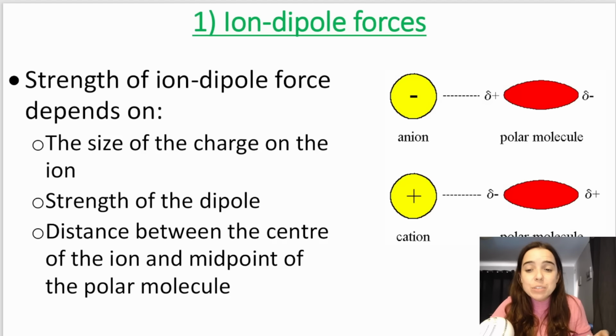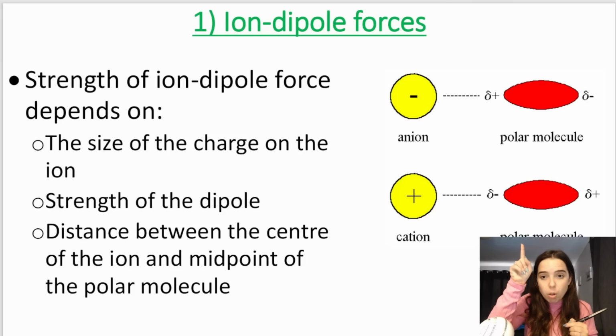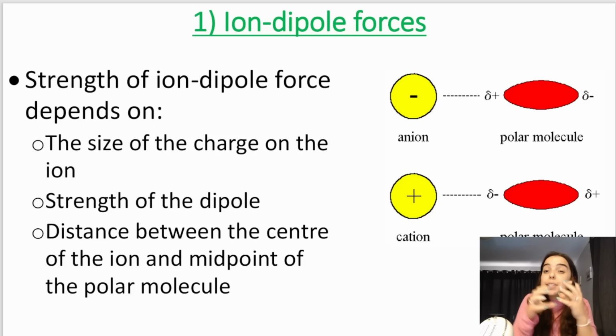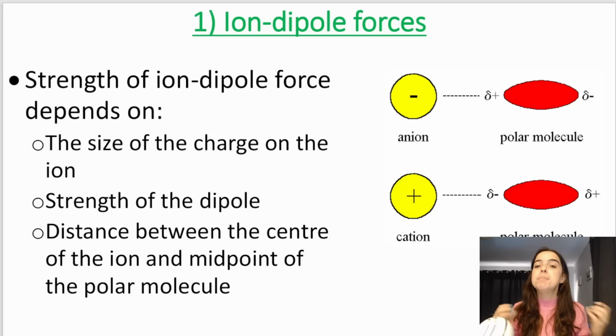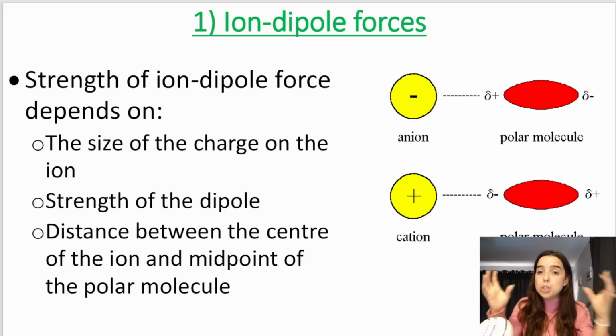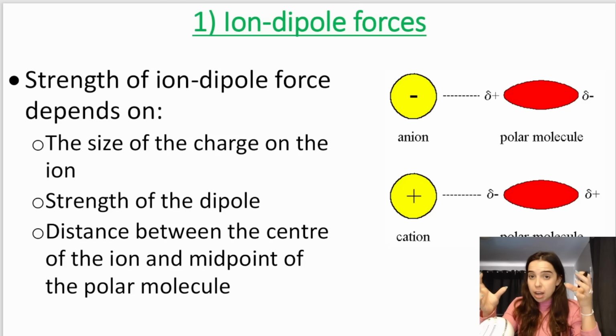And the strength of this force depends on a few things: the size of the charge, so you get bigger charges and smaller charges, how strong the dipole is, so how big the difference in electronegativity is. If it has a big difference in electronegativity, it means one side of the molecule is very positive, the other side of the molecule is very negative, and also the distance between the ion and the dipole.